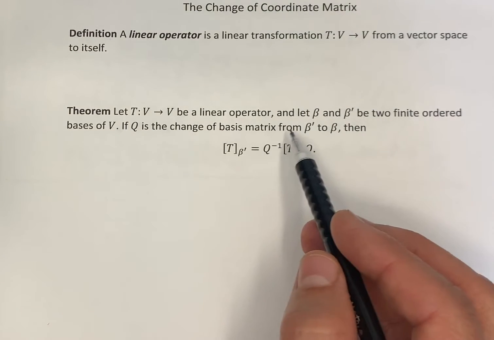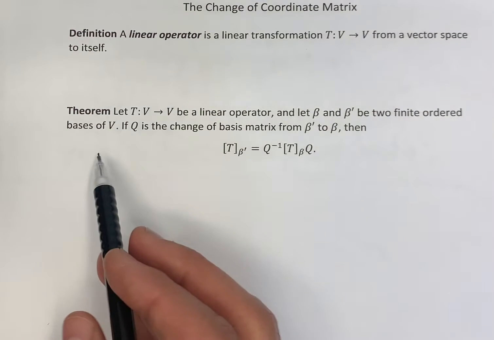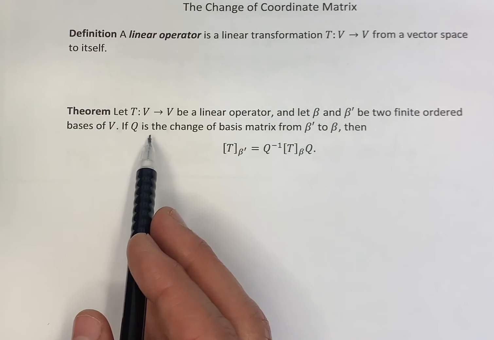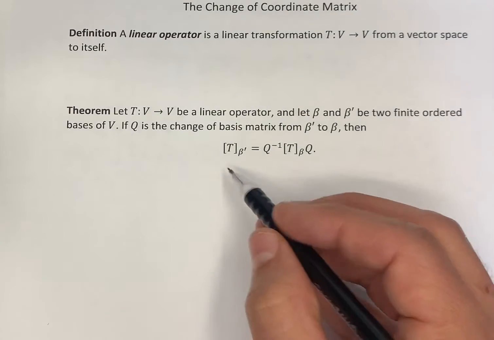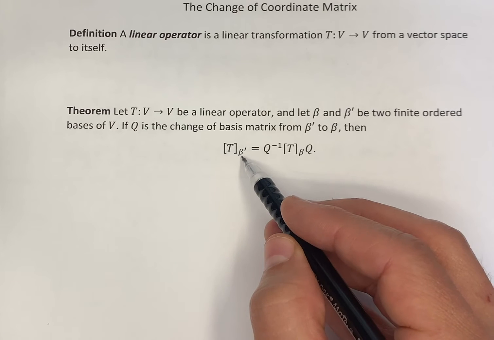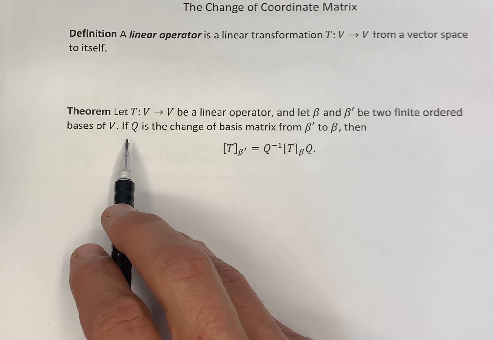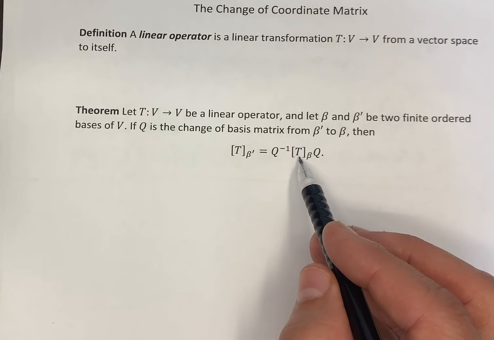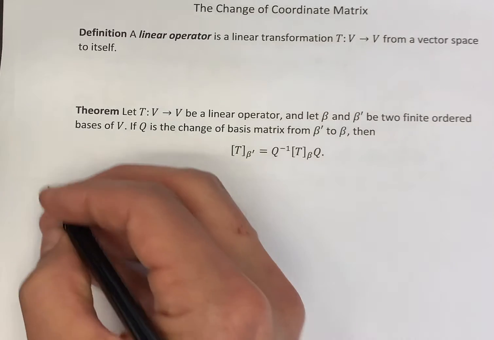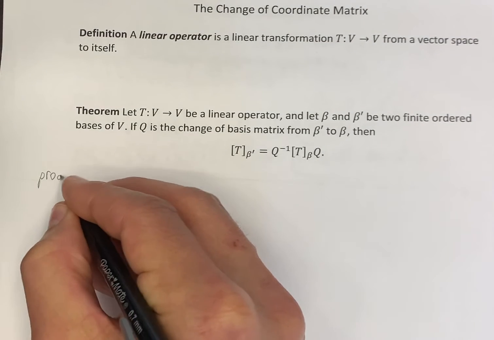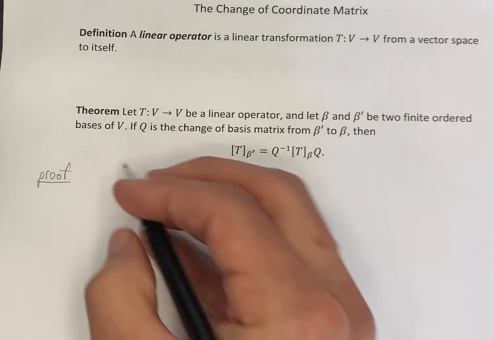Let T be a linear operator, and let beta and beta prime be two finite ordered bases of V. If Q is the change of basis matrix from beta prime to beta, then the matrix representation of T in terms of beta prime is equal to Q inverse, remember change of basis matrices are invertible, times the matrix representation of T in terms of beta times Q. Okay? Now this proof sort of centers on remembering some basic facts about what's going on.